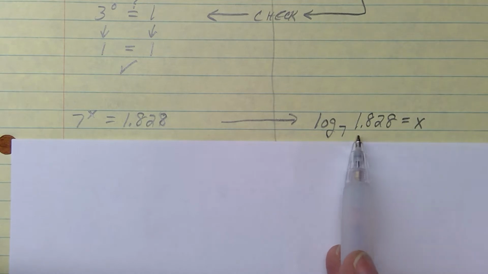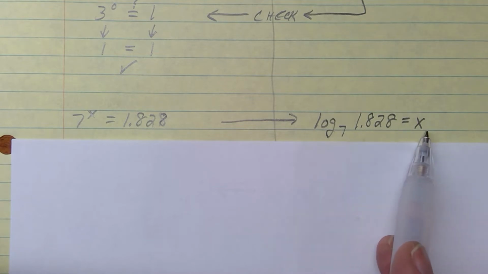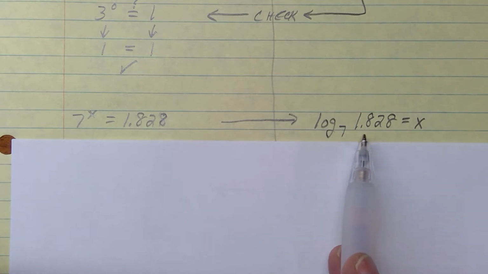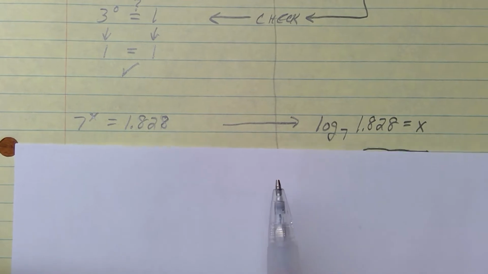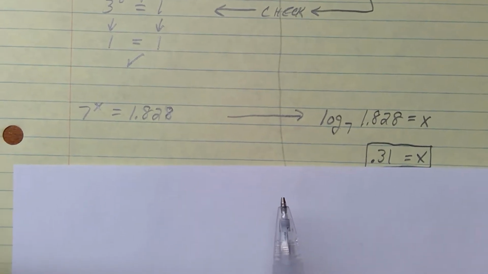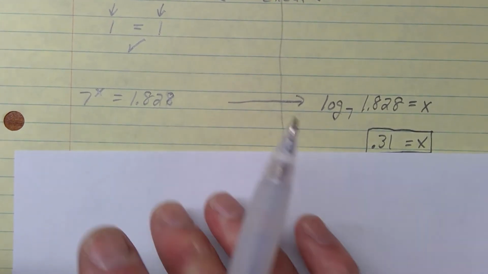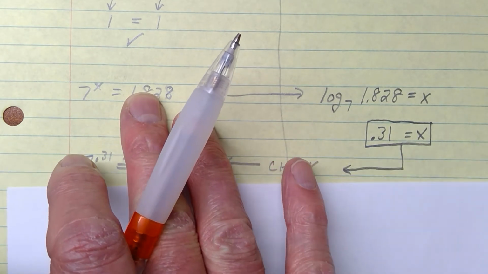So what I'm telling the calculator is, hey, start with base 7, speak base 7 for me, and give me an exponent that will give me this answer here. So we're giving it the base, we're giving it the answer, and the calculator is going to figure out what that exponent needs to be. Put it in using your method for your calculator, and you should get x equals 0.31, which again, of course, you're going to want to check.